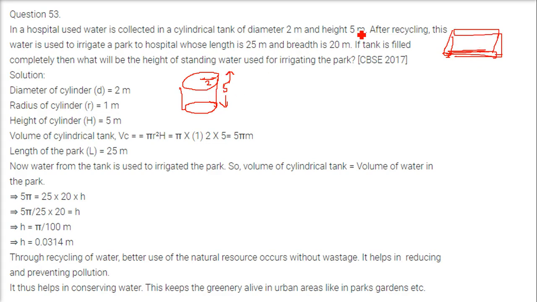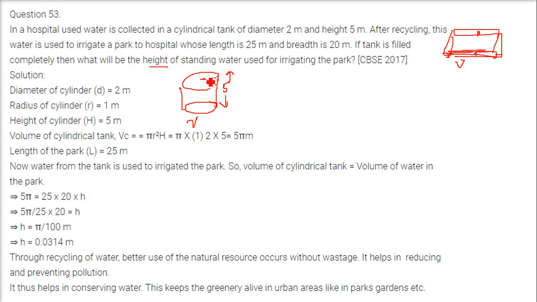So this water has to be put in here. When it is put in, the height will increase. So the volume of this is equal to the volume of this one. The volume of the cylinder has to be equal to the volume of this shape. So we have to find out the height. What is the height of standing water?